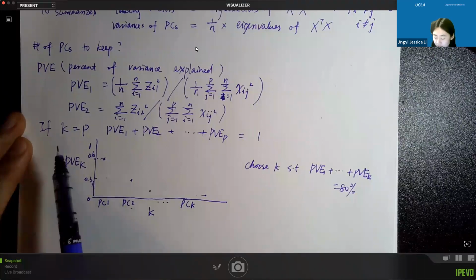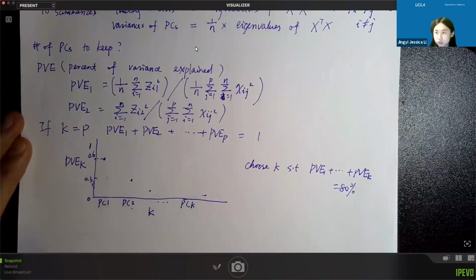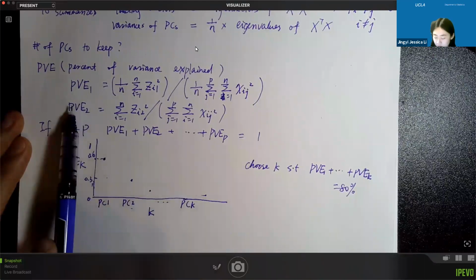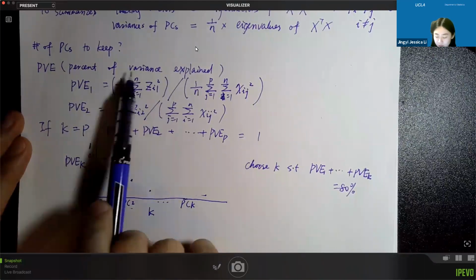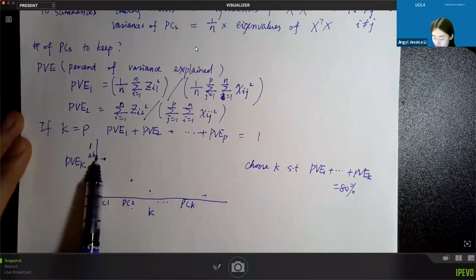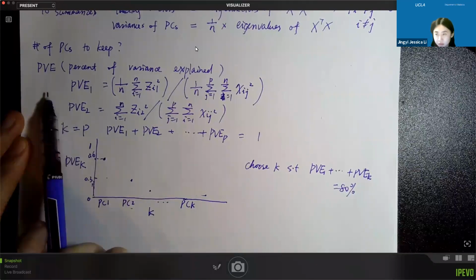So when we set k equal to p, in other words, after the transformation we still keep the same number of dimensions as in our original data, we don't do any dimension reduction. Then we keep all the variance, and the percent of variance explained, PVE for short, will be equal to 1. But if we only keep a small number of PCs, we will have a small PVE.